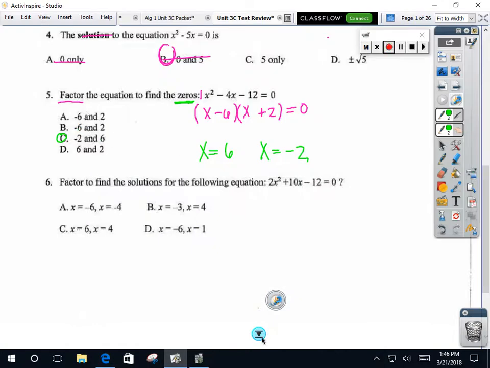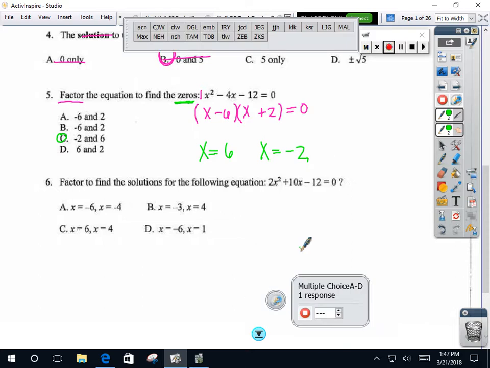Okay, what is on the graph is the solution. You do not change the sign of that. What you see on the graph is the final solution. Okay, now try number 6.